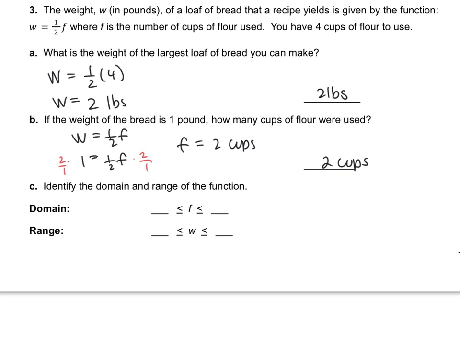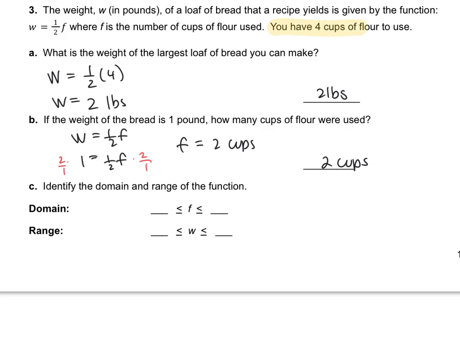Identify the domain and range of the function. So I'm going to go back here for a second where it said I have 4 cups of flour at my disposal to use. So that means the lowest amount of flour that I could use is 0 cups, and the highest amount of flour that I could use is 4 cups.